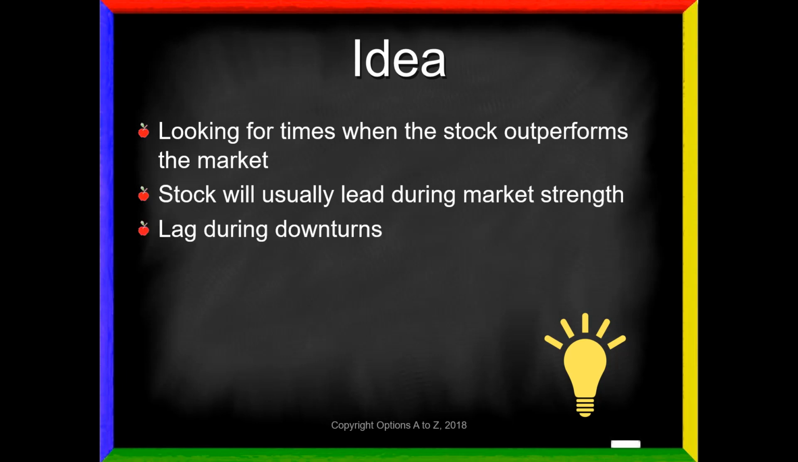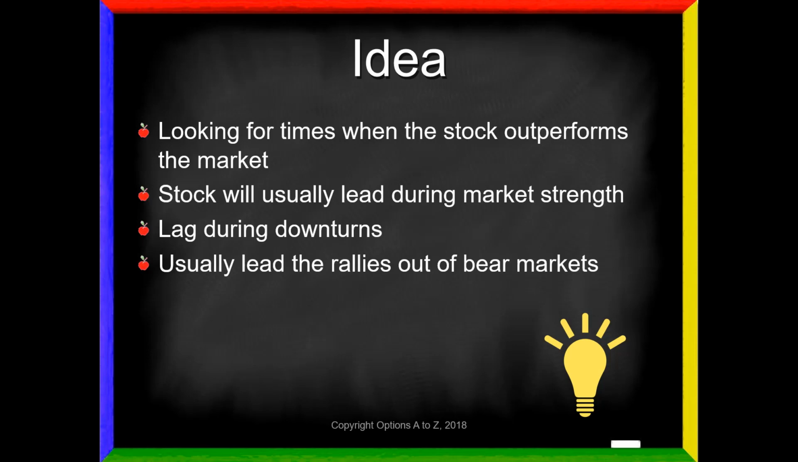It will also probably lag during the downturns. So yeah, we might see the S&P fall 5%, but you might only see the stock fall 3%. And when we finally do bounce out, these stocks will usually lead the rallies out of the bear markets. So those are some of the ideas that we're looking for by checking out the price relative indicator.